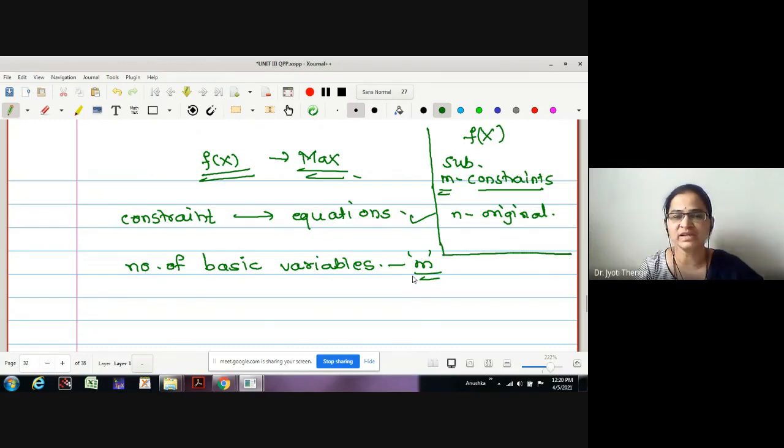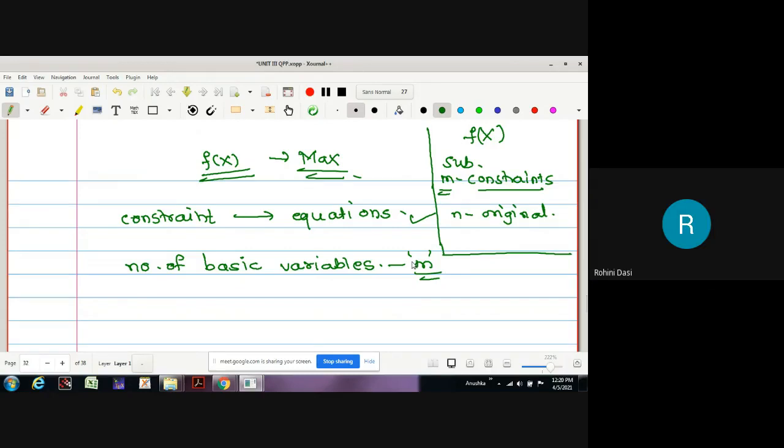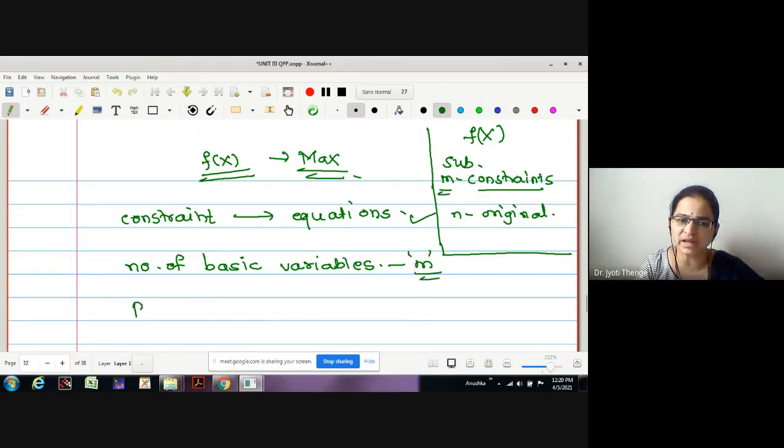Is there any problem with this? Number of basic variables is m, correct? And what about the remaining? The remaining will be non-basic variables.